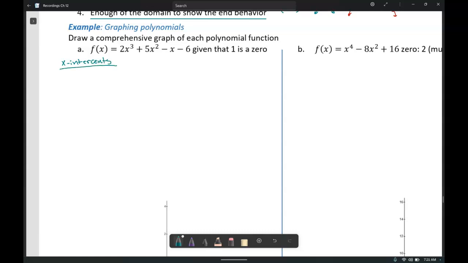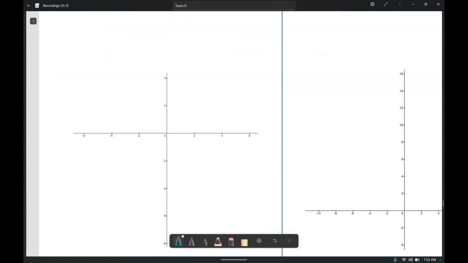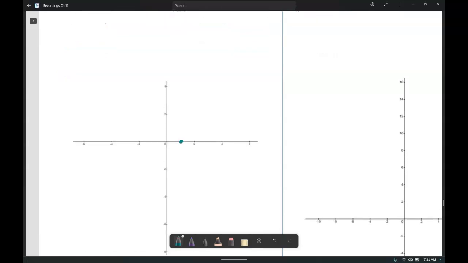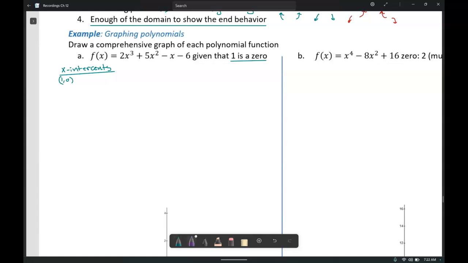Well, they give us one of our x-intercepts. They say that 1 is a 0. So we know that we have the x-intercept (1, 0). And so we can actually go ahead and plot that, (1, 0). Well, then we're going to use that 0 with synthetic division in order to get our quadratic equation so that we can find our next two zeros.